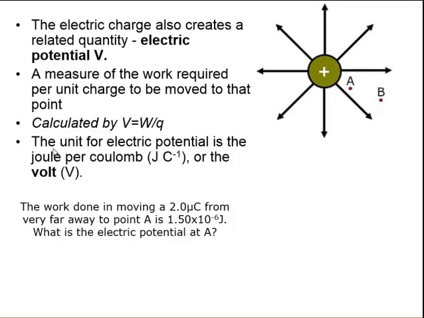So work is done in moving a 2 microcoulomb charged object from very far away to point A, and that is 1.5 times 10 to the minus 6 joules. So that's the amount of work done. What is the electric potential at A? We've got all the information we need. You should be able to calculate that using the formula above. So the voltage is going to be equal to 1.5 times 10 to the minus 6 divided by 2.0 microcoulombs, which comes out as 75 volts. So that's the electric potential at A for this point charge.